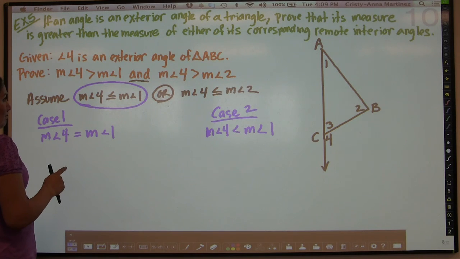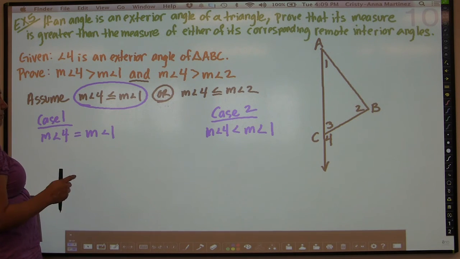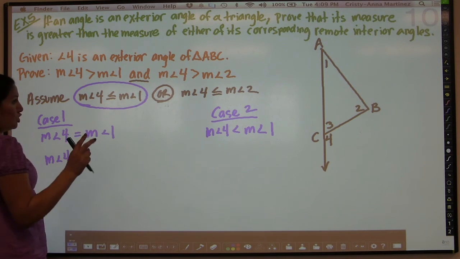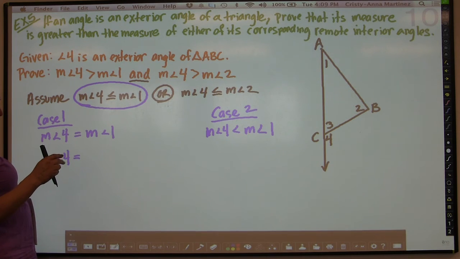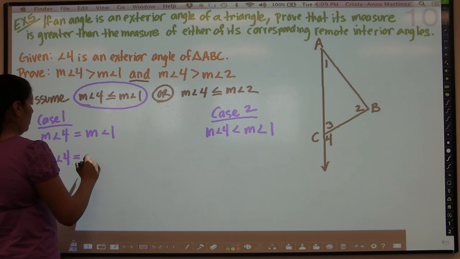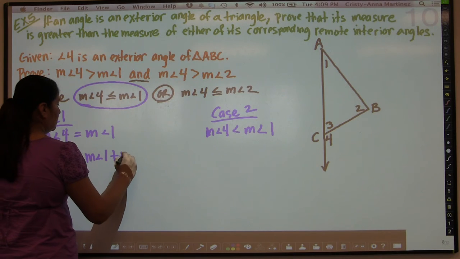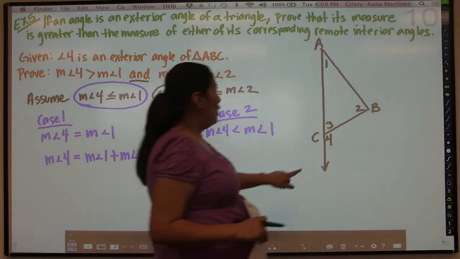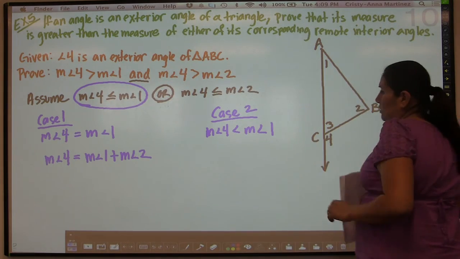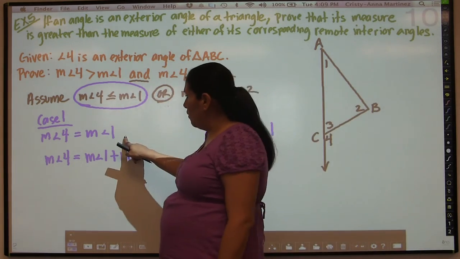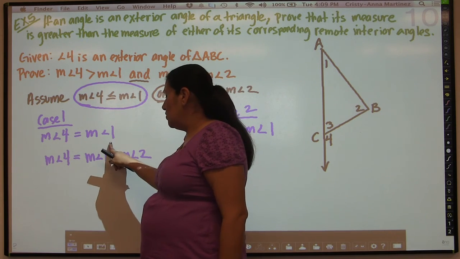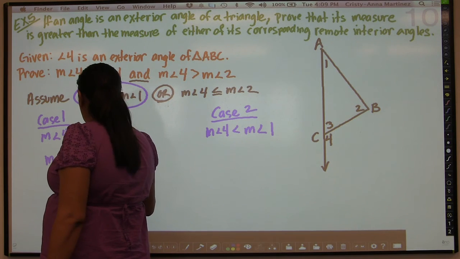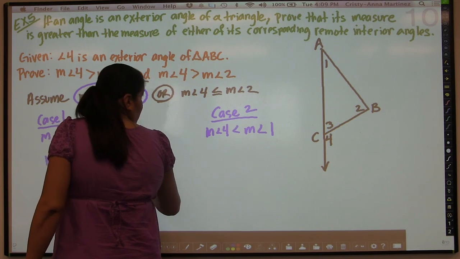So we know already from the exterior angle theorem that the sum of the two remote interior angles of the triangle is equal to the exterior angle. So we know this in this scenario. We know that the measurement of angle 4 is going to equal the measurement of angle 1 plus the measurement of angle 2. And since we know from this point here that 4 and 1 are the same thing, we can actually replace angle 1 with the measurement of angle 4 plus the measurement of angle 2.